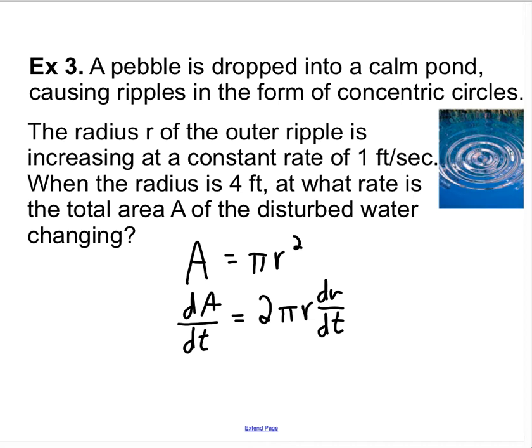Now that we have our related rate equation, how the area changes with respect to the radius, if I look at when the radius is 4 feet, well, that's what I'm going to plug in for r. And then they also tell me that the radius is increasing at a constant rate of 1 foot per second. That 1 foot per second, that's my dr/dt, right? That's the rate the radius is changing at. So plug in those two numbers to get your answer.